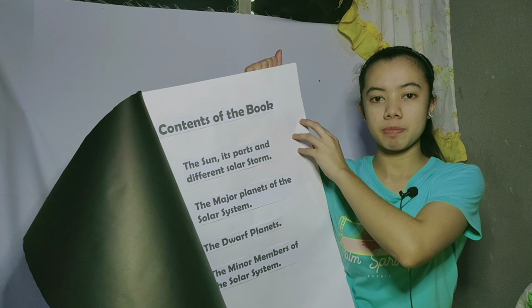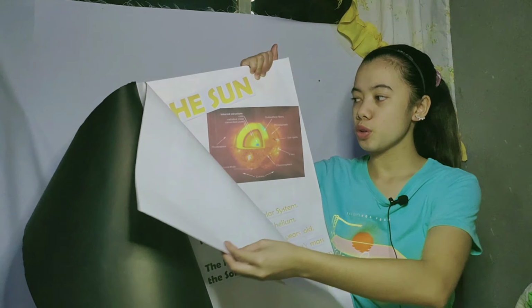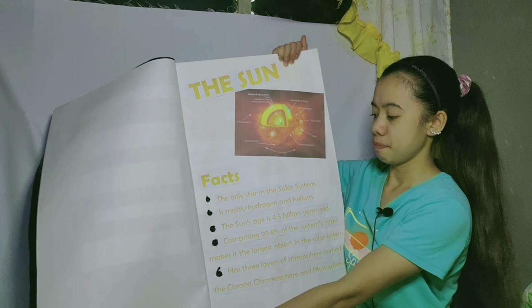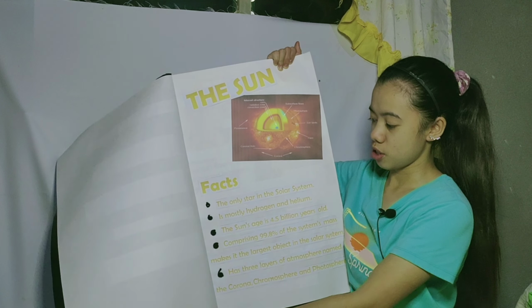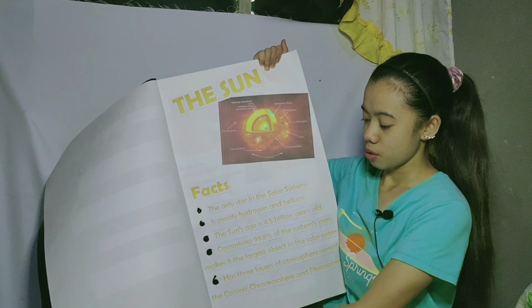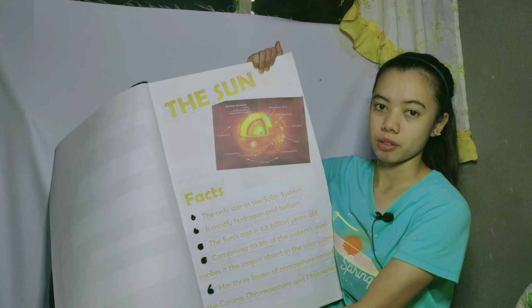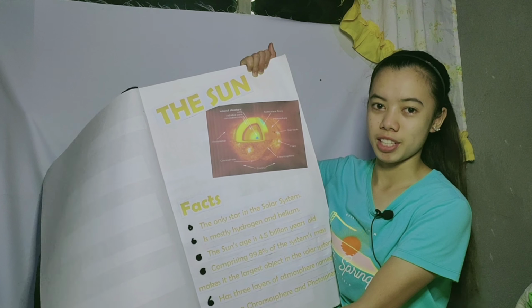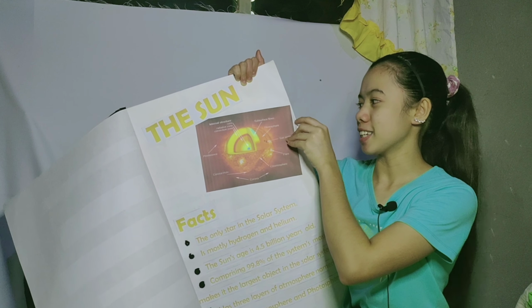As we flip this page, we'll be going directly to the sun for our first page. I have here the sun, its image, and then the facts about the sun. Here we just have 5 facts about the sun because if I include everything, it won't fit on this page. That's basically the reason.